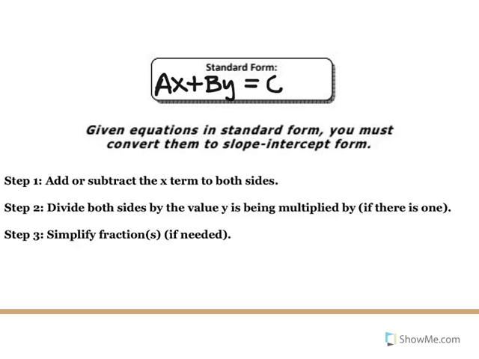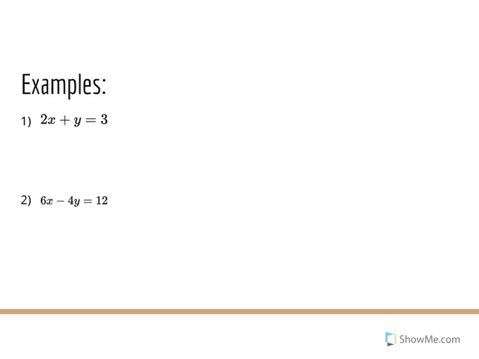So step 1, you're going to add or subtract the x term to both sides. Step 2, you're going to divide both sides by the value y is actually being multiplied by, if there is one. And then step 3, you're going to simplify the fraction or fractions if needed. So I'm just going to show you guys two examples so you guys can do the worksheet.